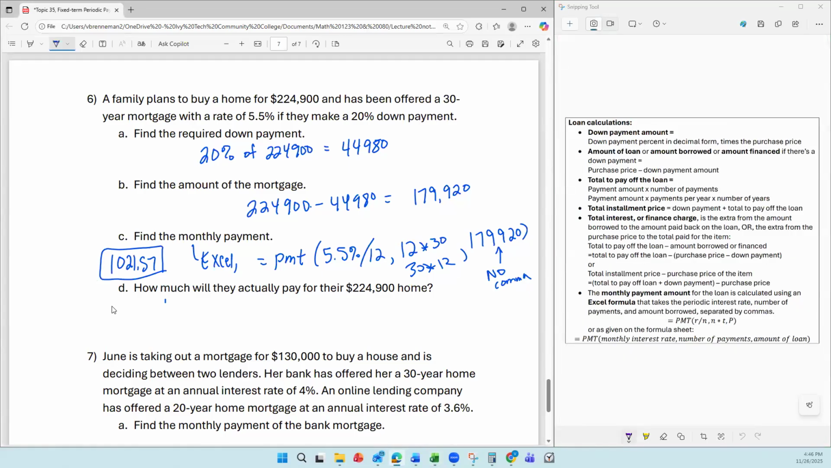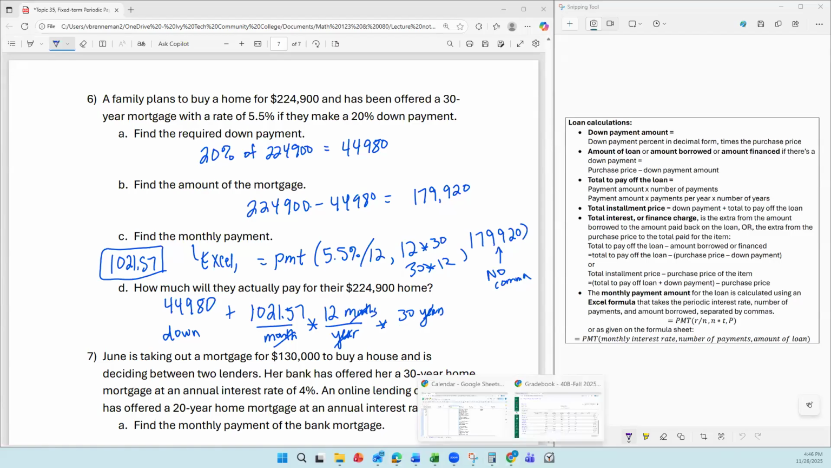So how much will they actually pay for their $224,900 home? They have paid already the $44,980 down payment. And now they're also going to pay $1,021.57 per month for 30 years, 12 payments per year for 30 years to pay back their mortgage.